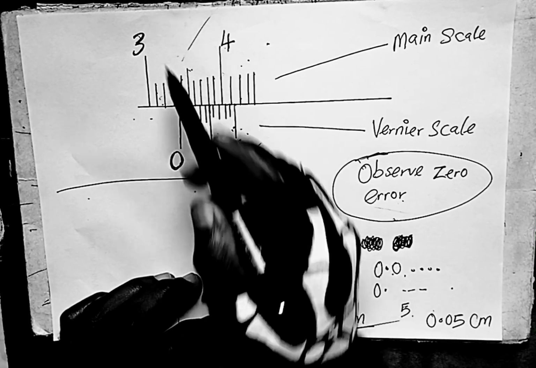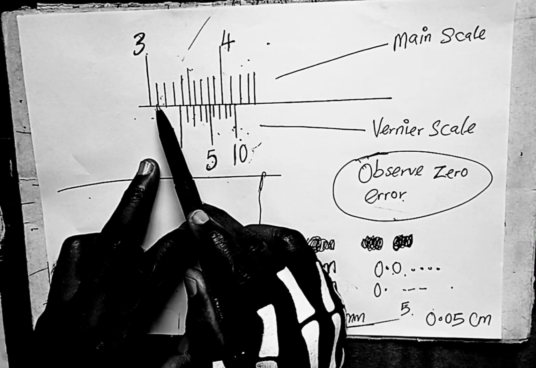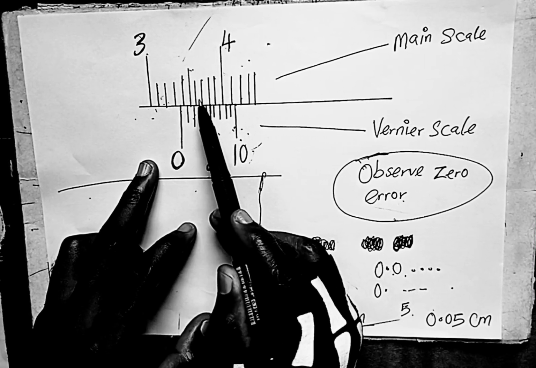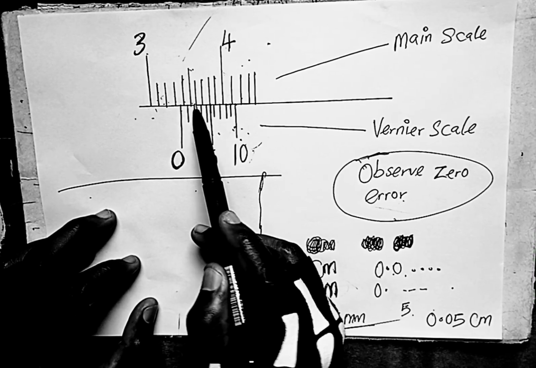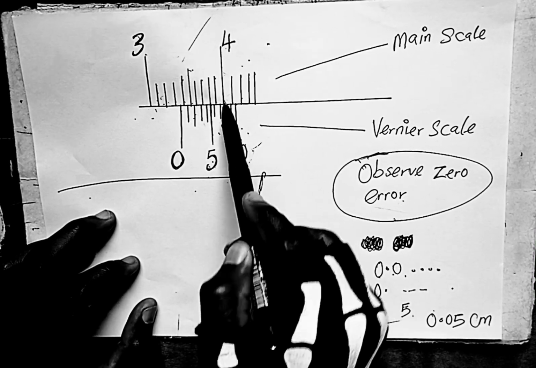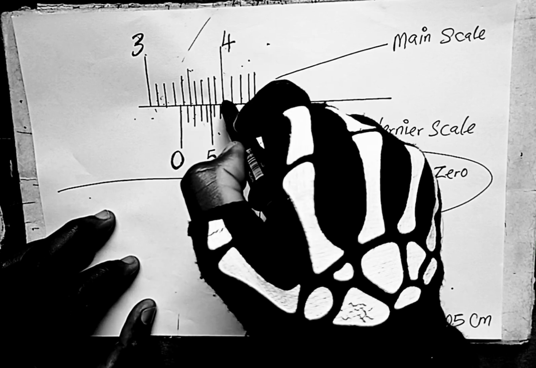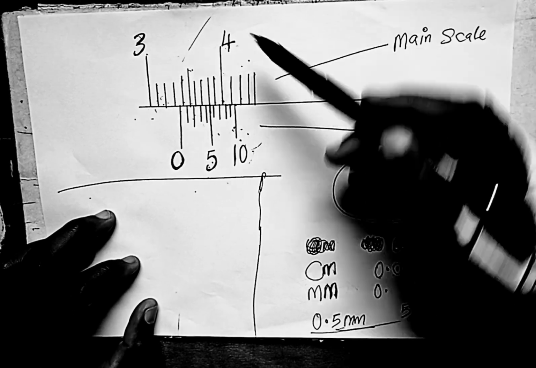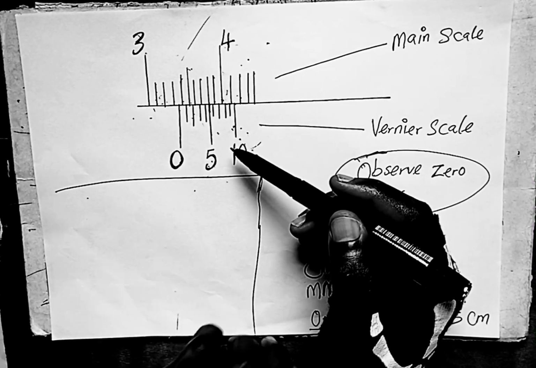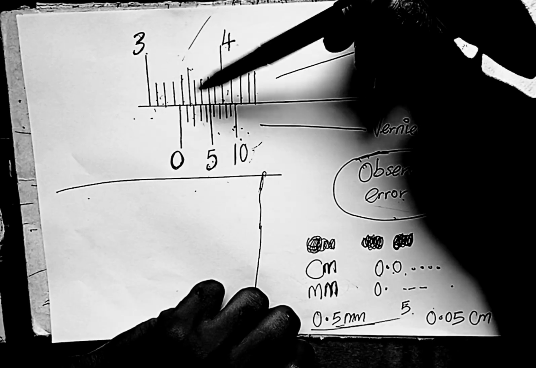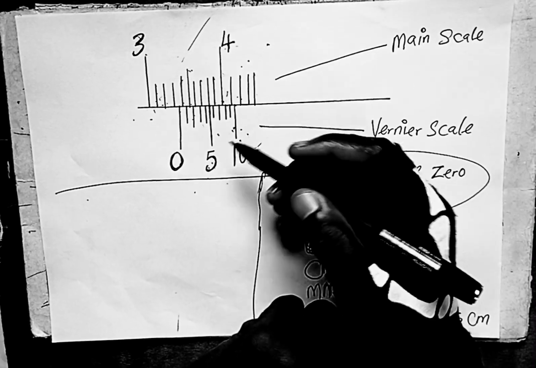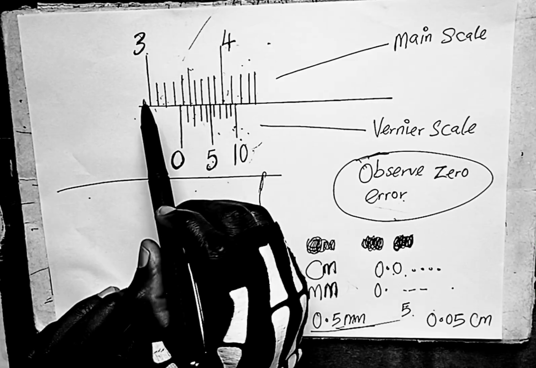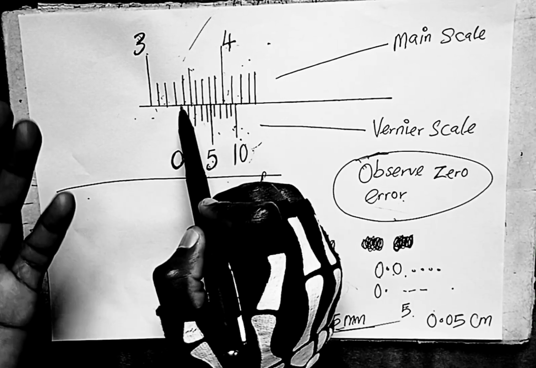We have 3 here. So we know that this mark is 3. If you count from here, 1, 2, 3, 4, 5, 6, 7, 8, 9, 10. So here is 3.1, 3.2, 3.3, 3.4, 3.5, 3.6, 3.7, 3.8, 3.9, and that's 4. It continues the same thing. We have to read this main scale and stop where we have the 0 mark in the Vernier scale. So where do we have the 0 mark in the Vernier scale? Is here. So we read this main scale and stop here. That's how we get the reading of the main scale.